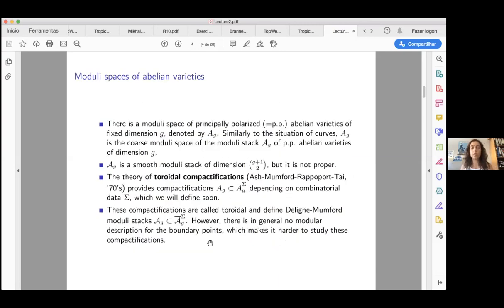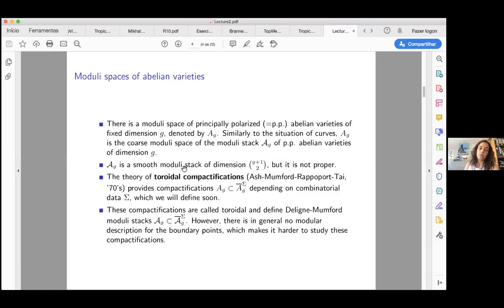Okay, so what about moduli spaces of abelian varieties? Just like for the moduli space of curves, there is a moduli space of principally polarized abelian varieties of fixed dimension g, usually denoted by A_g. Again, this is a coarse moduli space for a moduli stack that we usually denote with calligraphic letters, which parameterizes principally polarized abelian varieties of dimension g. This is a smooth moduli stack of dimension (g+1 choose 2), but it is not proper.